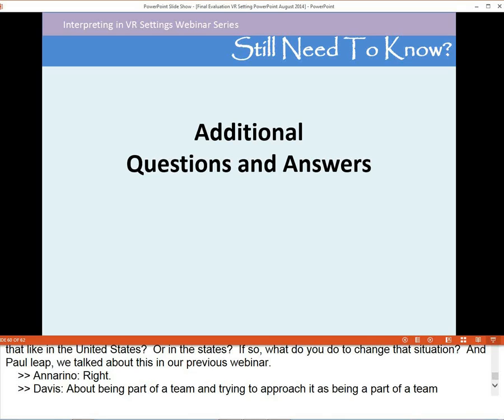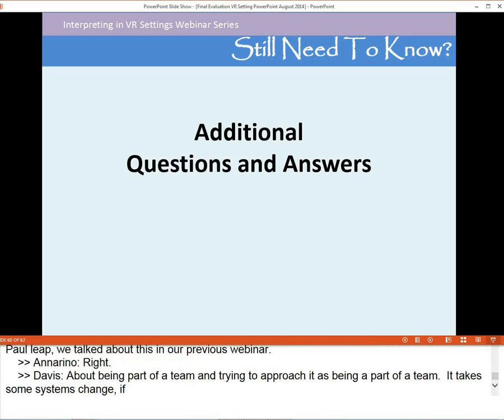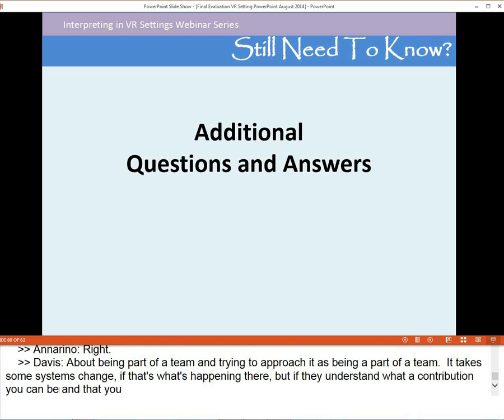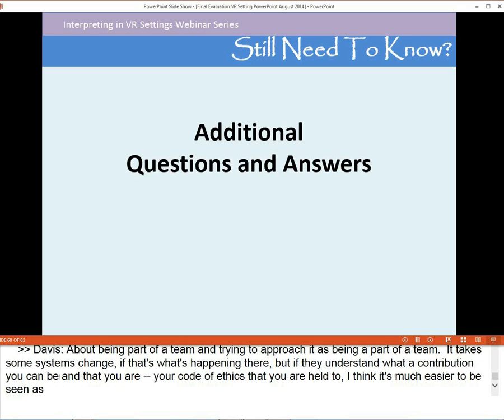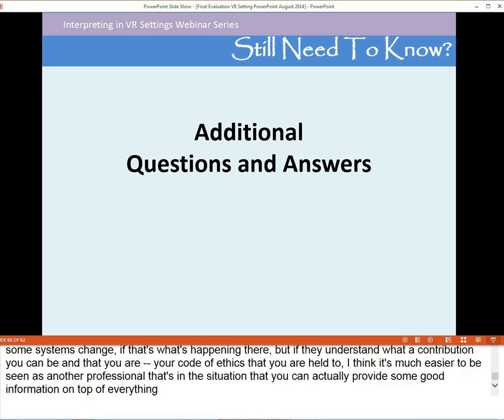It takes some systems change if that's what's happening there, but if they understand what a contribution you can be, and that you are held to a code of ethics, I think it's much easier to be seen as another professional in the situation, that you can actually provide some good information on top of everything else that they're getting. Do you have anything to add to that?